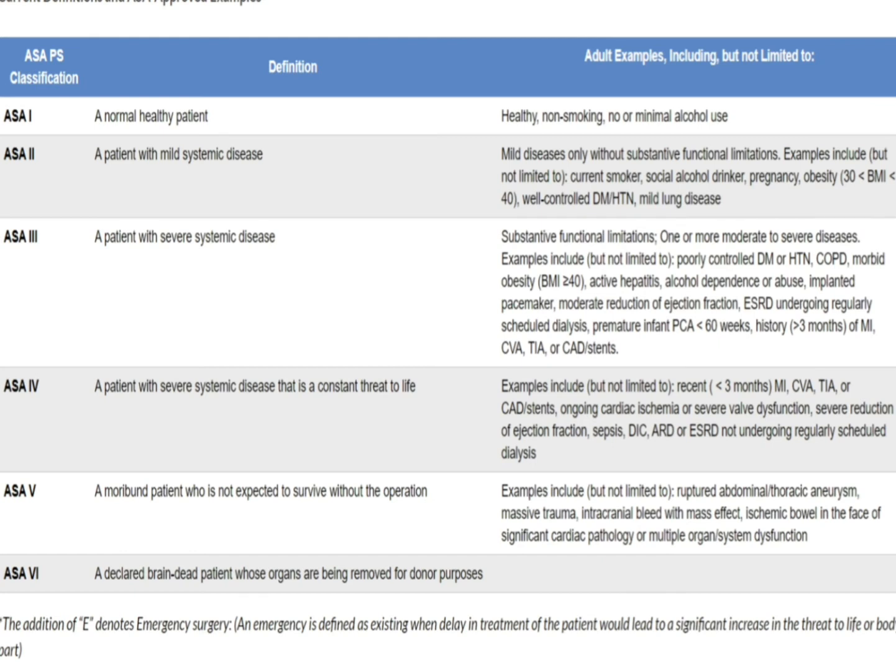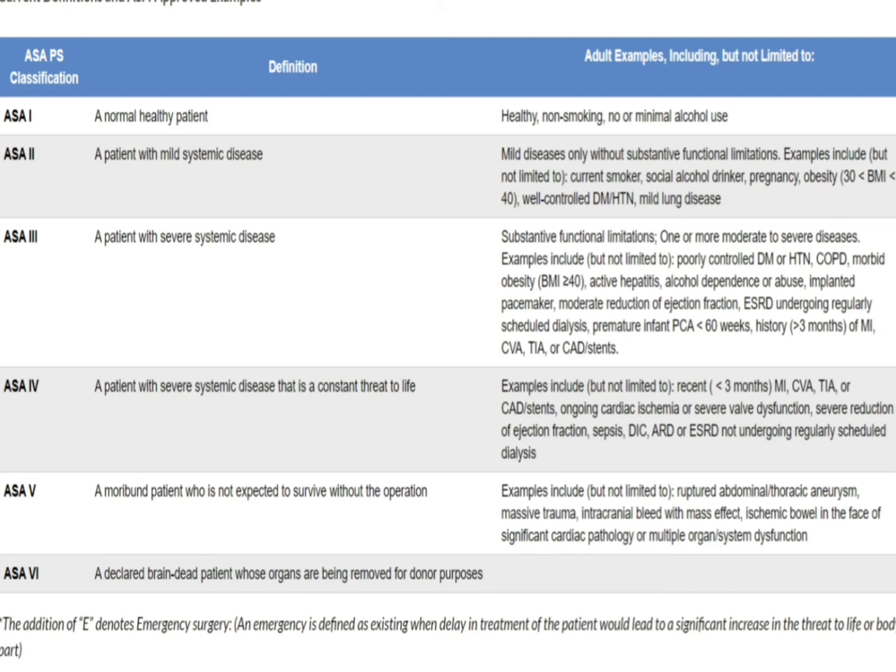Examples include poorly controlled diabetes mellitus or hypertension, chronic obstructive pulmonary disease, morbid obesity in which the BMI is greater than or equal to 40, active hepatitis, alcohol dependence or abuse, implanted pacemaker, moderate reduction of ejection fraction, ESRD undergoing regularly scheduled dialysis, that's end-stage renal disease, premature infant with PCA less than 60 weeks, history of greater than 3 months of myocardial infarction, cerebrovascular accident, transient ischemic attack, or coronary artery disease or stents.